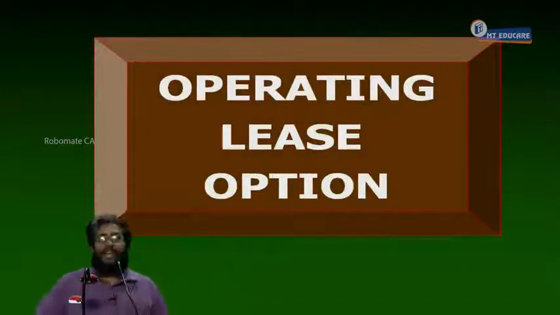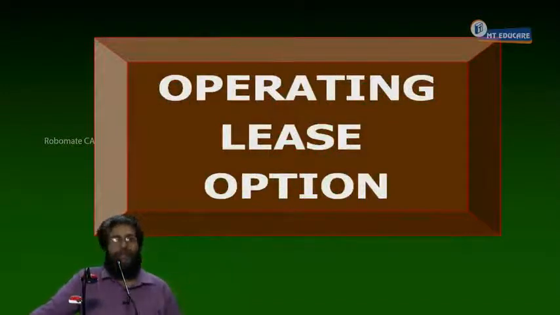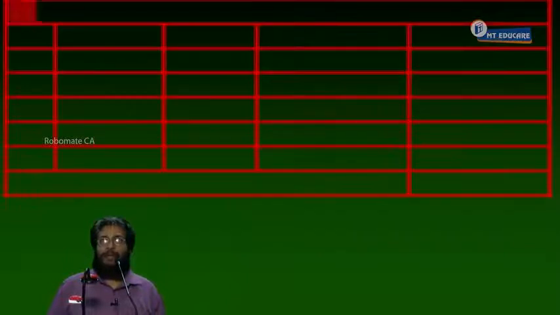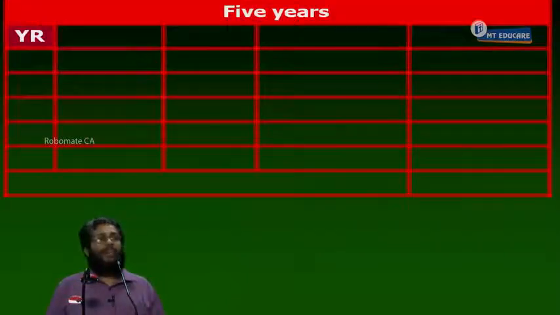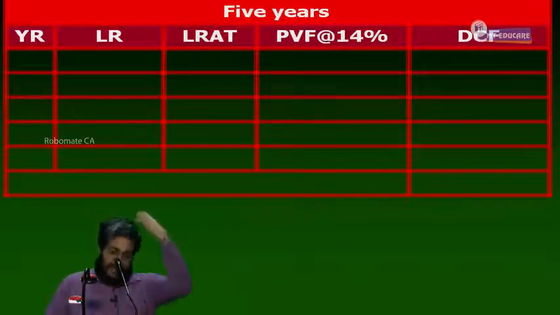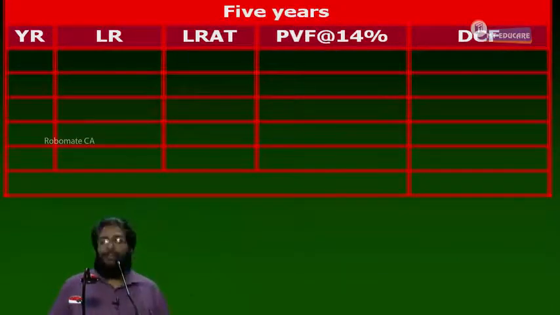Option 3, operating lease option. Let us complete and leave you. Operating lease option, please. We have two options, 5 years and then what? 1 year. 5 years not an issue. Step 1, 5 years. I am discounting at what percent?